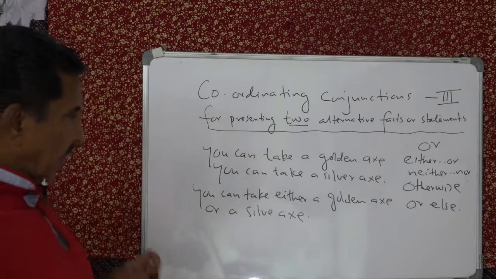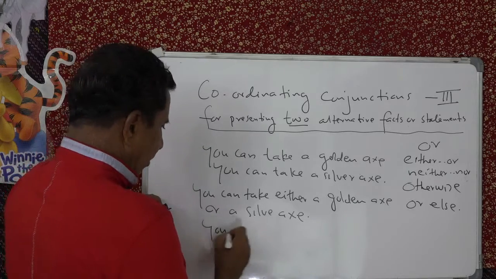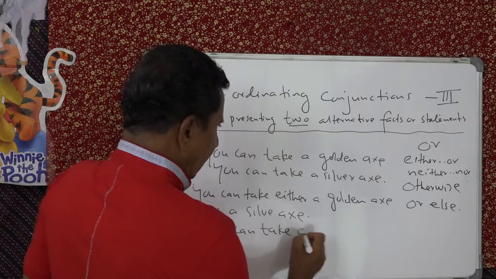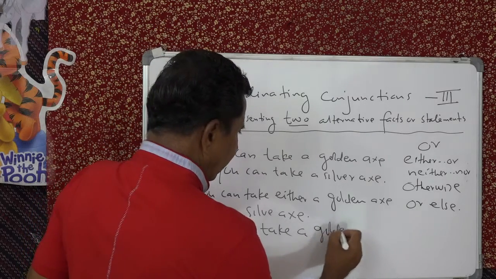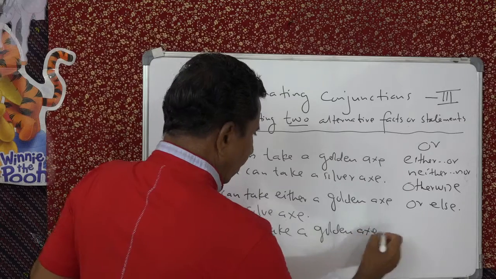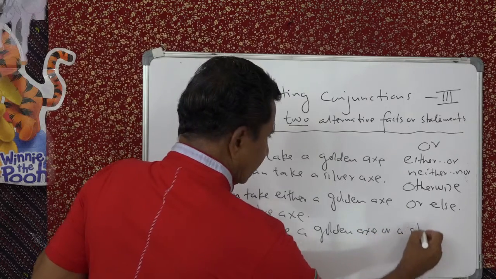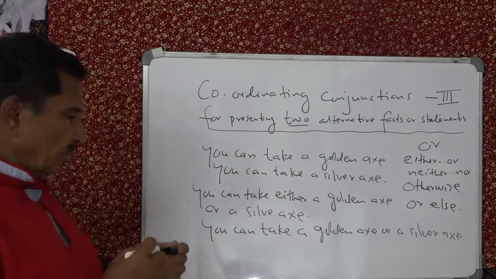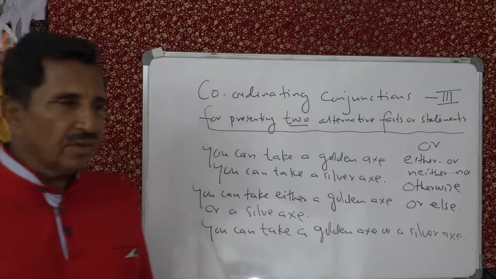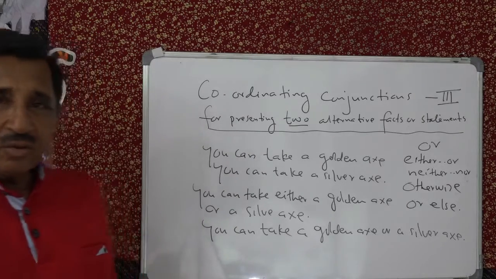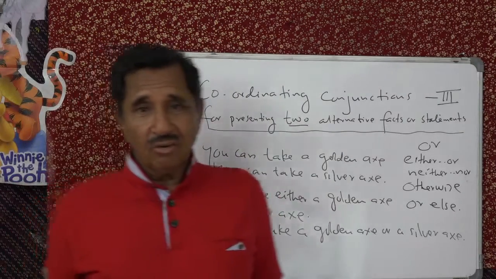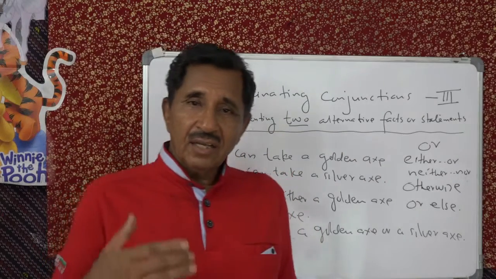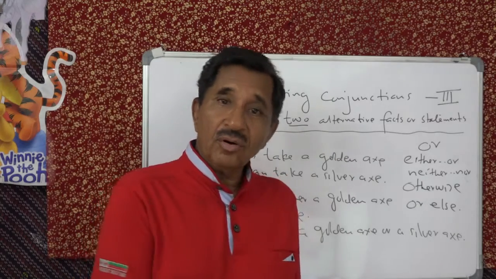Or again you can say, you can take a golden axe or a silver axe. That is it. Either you can say either or just using or, you can also express this alternative facts. You can have coffee, you can have tea. You can have coffee or tea. Or you can say either you can have coffee or tea.